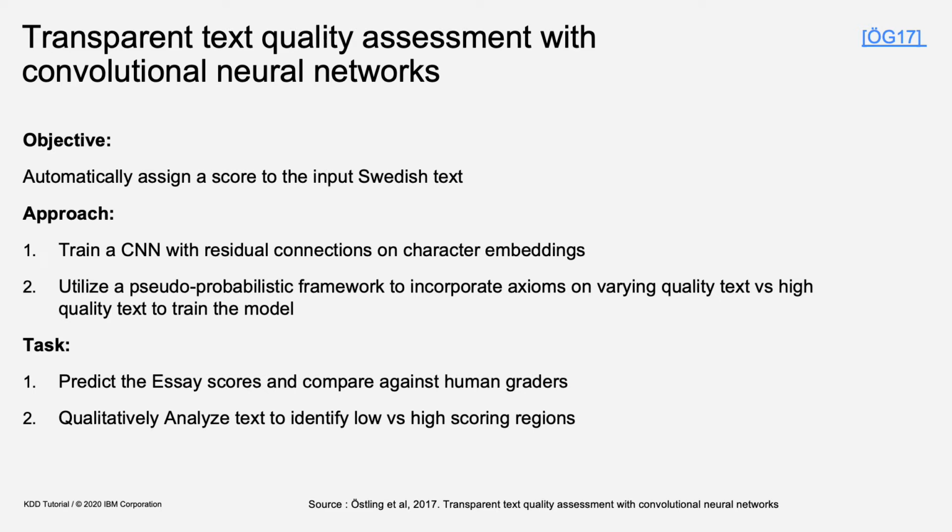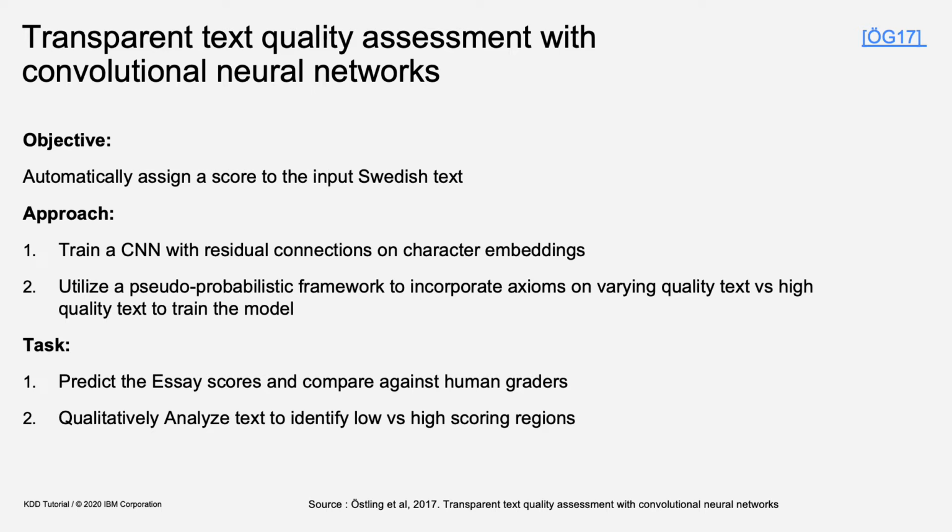The next paper that we have for generic text quality approaches is titled Transparent Text Quality Assessment with Convolutional Neural Networks by Östling et al. In this paper, the objective is to automatically assign a score to each input text. Unlike the previous paper, they do not depend on a standard marking scale. The approach they take is to train a convolutional neural network model on character embeddings.